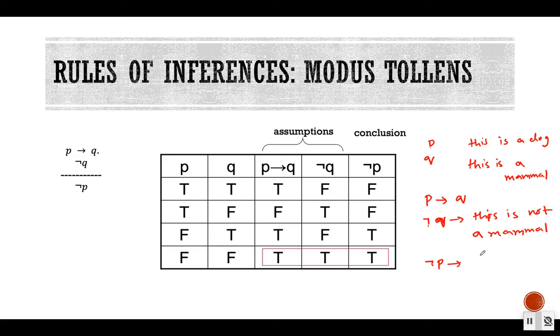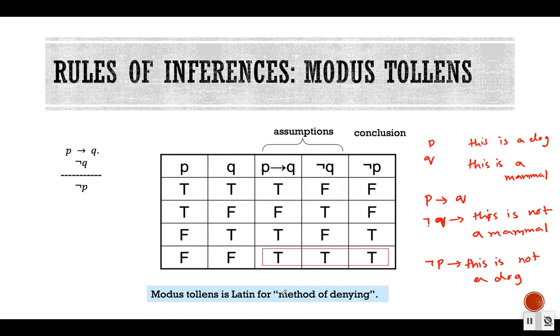So you can say for sure that that could be anything, but you know that that will not be a mammal. This is not a dog. Whatever this is, you can say that this is not a dog. That's just one way to make an argument that that's not a dog, if you know that that's not a mammal. So in Latin this is known as the method of denying. By knowing that that's not a mammal, you can say that that's not a dog. It can be anything, but you can say that that's not a dog.